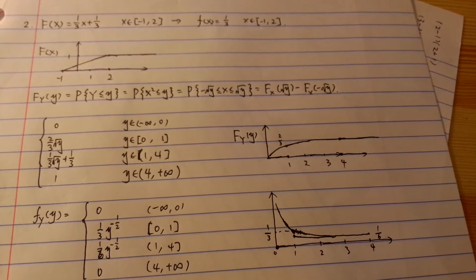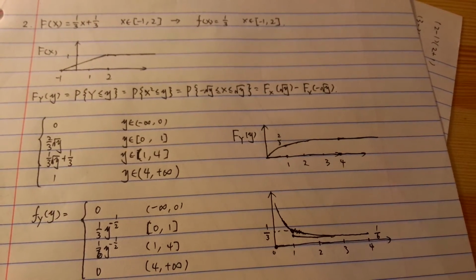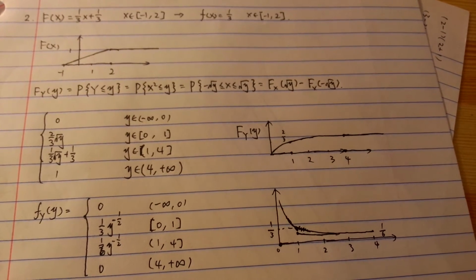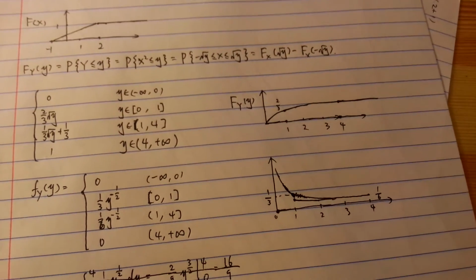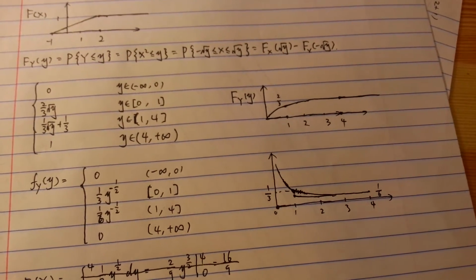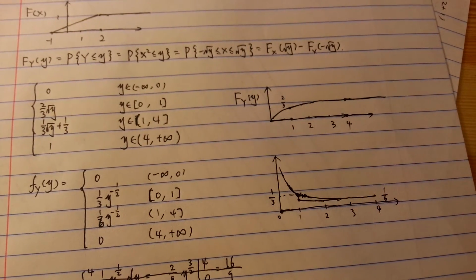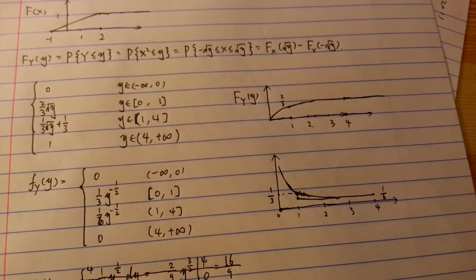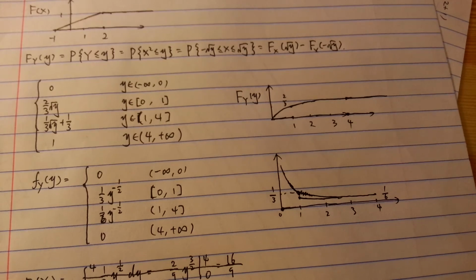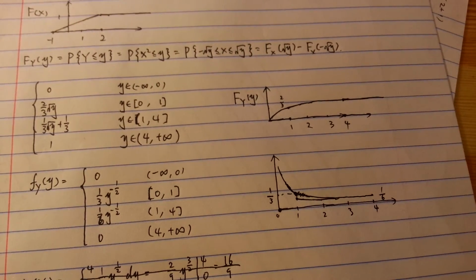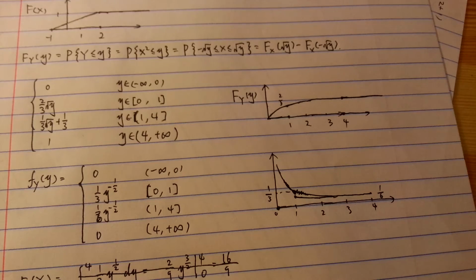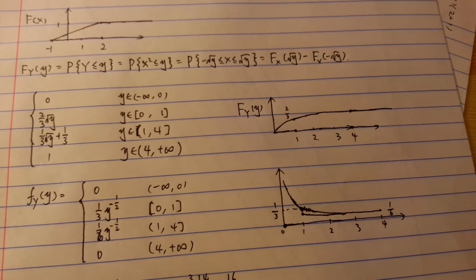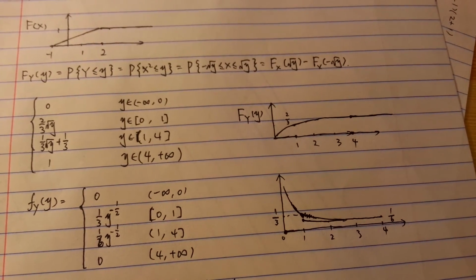What we need to point out is that when y is in different regions, the region of x is different. For example, if y is between 0 and 1, x is between minus 1 and 1. If y is between 1 and 4, this time x is just between 1 and 2. So then we use the formula we got before.